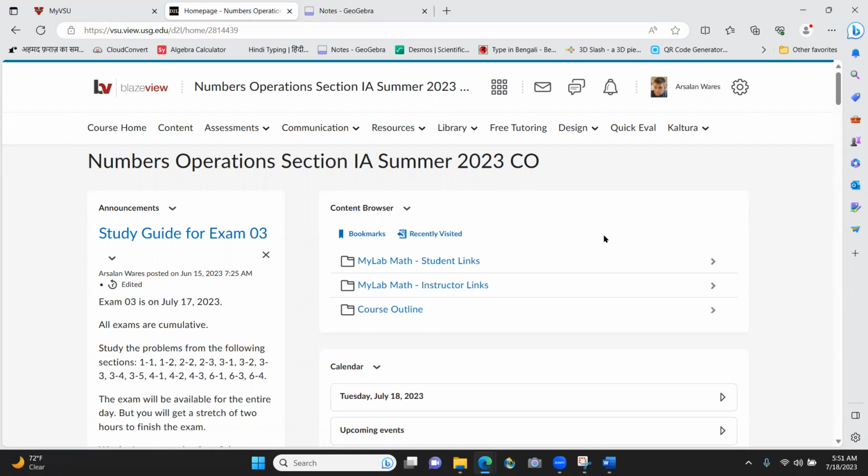Next week, starting Monday, I will open the final. Again, the final will be available for 4 days: Monday, Tuesday, Wednesday, Thursday. So you're going to get an extended period of time to take your final.